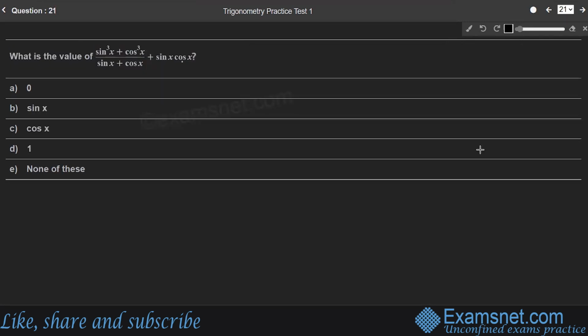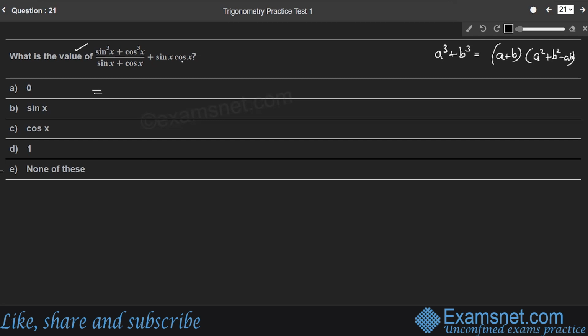Question number 21. What is the value of the given expression, right? In the given expression, we have sin cube x plus cos cube x in the numerator, which is in the form of a cube plus b cube. What is a cube plus b cube? It is a plus b into a square plus b square minus ab. Right? So apply this formula.